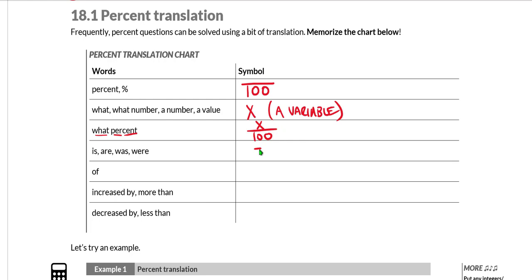Is, are, was, were, those are all different ways of indicating that we need an equal sign. In mathematics, is means that two things are equal to each other, two things are equivalent. So is, are, was, were will usually mean we can write an equal sign. Of indicates multiplication. So I'm going to put a little dot there. Again, in parentheses, I'm going to write multiplication just to be clear. We are going to see an example of how this all works in a moment. Increased by or more than, of course, translates to a plus sign, and decreased by or less than translates to a minus sign.